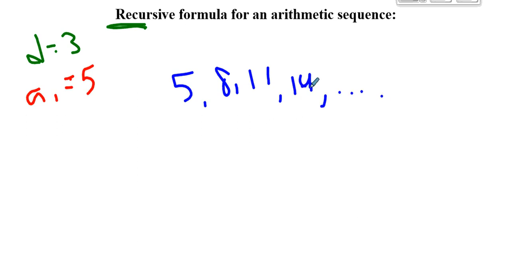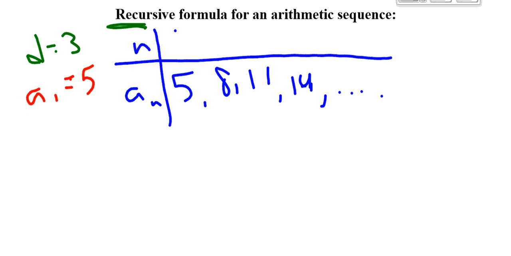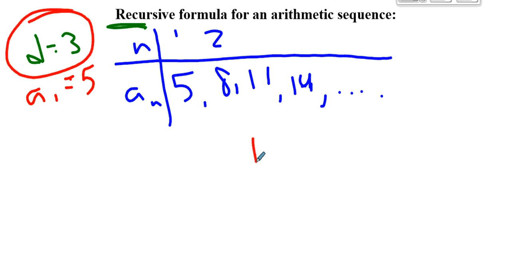Now, what this means is we have the value of each term as well as the term number. So the value of the first term is 5, the value of the second term is 8, and so on. Now, if we want to write what is called a recursive formula, we want to talk about what is happening over and over again. In this case, d equals 3, we're adding 3. So at any given instant, if we have a term, we're adding 3 to get the next term. So we have term plus 3 equals the next term.